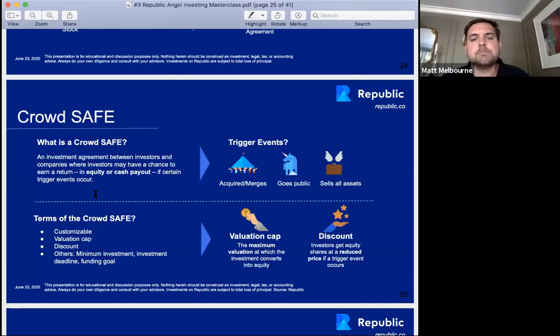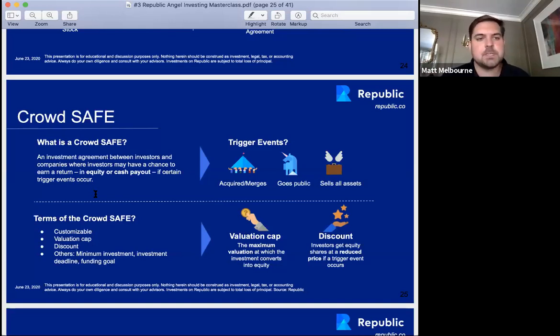The second term that's important is called a discount. This is different than investing in shares or equity in a company, insofar as investors will get their equity at a trigger event: an acquisition, a merger, an IPO, a sale of assets, or a subsequent equity financing. They convert to equity at a 20% discount to the share price in that round, depending on what the discount provision stipulates for any given campaign.